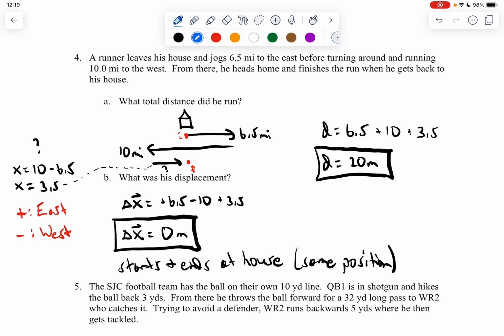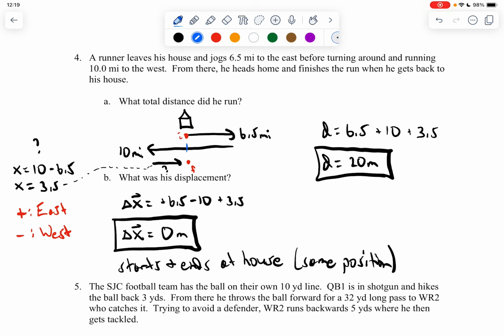So if we think about going 6.5 miles east and then going 10 miles west, out of those 10 miles, 6.5 of them are getting us just back to that starting point where we're even with our house. The additional amount that we have remaining, that just ends up being 10 minus 6.5. So that means we have 3.5 miles that we continue on going west of our house.